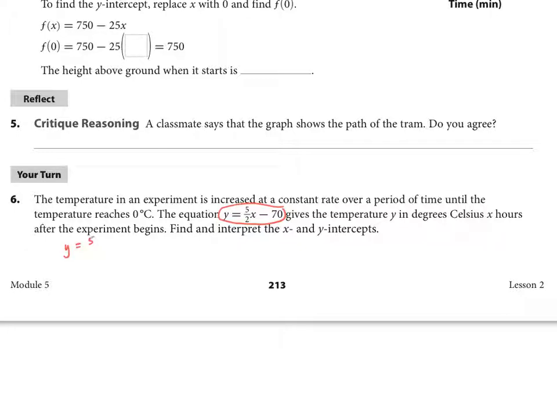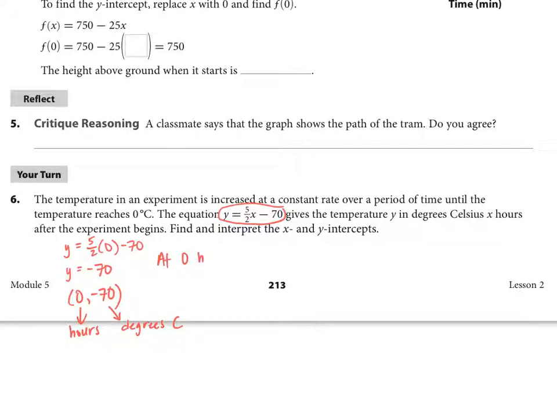is going to equal 5/2 times 0 minus 70. So this one is actually really easy, and we get negative 70. So the y-intercept of 0 comma negative 70, think about what this means. This means that the 0 is our hours. The negative 70 is our degrees Celsius.